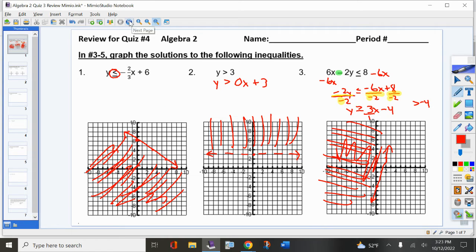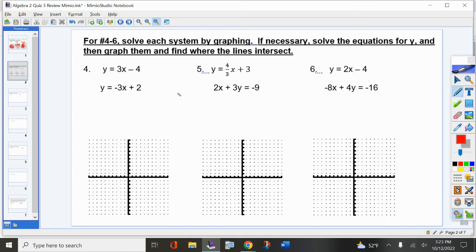Moving on. Solve each by graphing. So these are just equations, so you should graph solid lines. 3x minus 4, we just saw that. 1, 2, 3, 4. Up 1, 2, 3 over 1. Connect your dots.